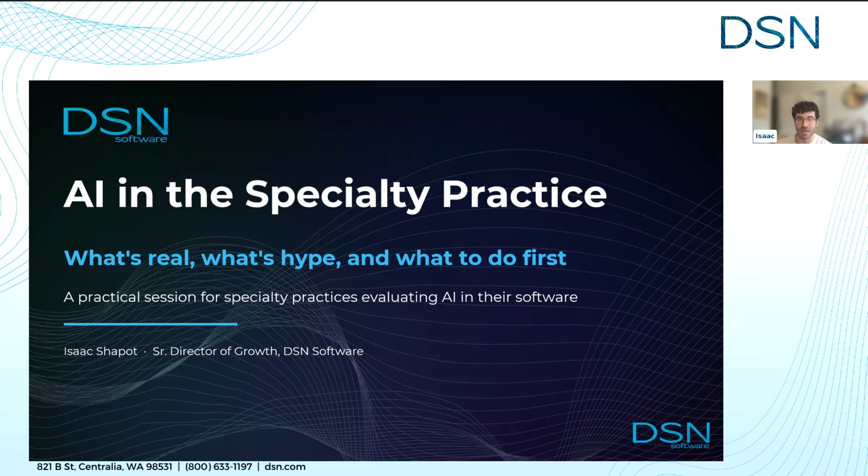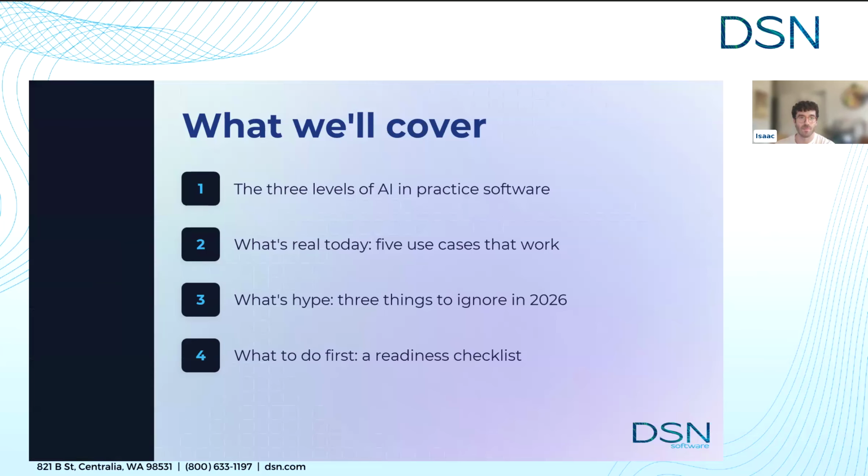So with all that being said, let's jump in and talk about AI and specialty practices, what's real, what's hype, and what to do first. There'll be four parts today. Part one is a pretty simple framework, the three levels of AI in practice software. This is the tool you'll use to evaluate every vendor from now on, including DSN.